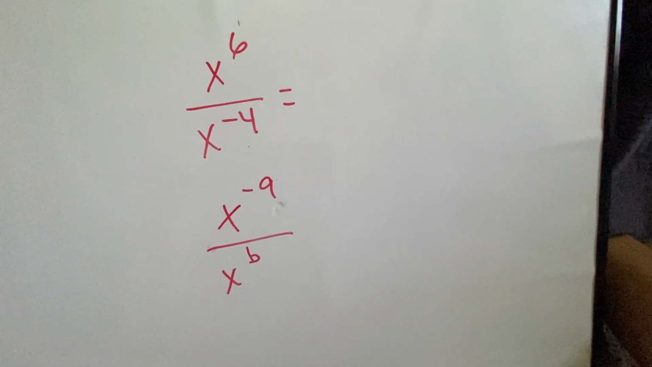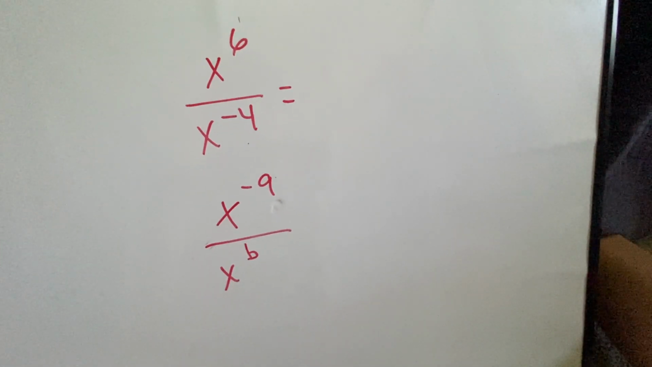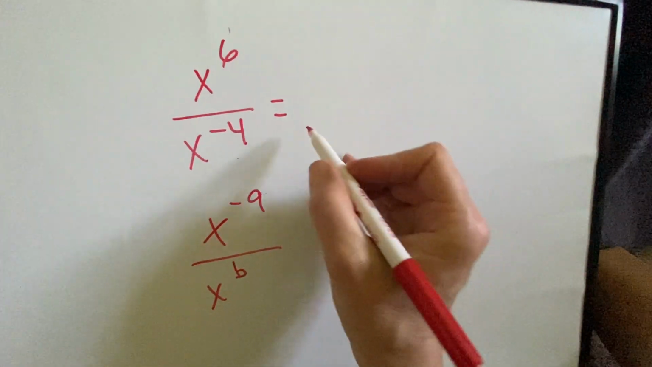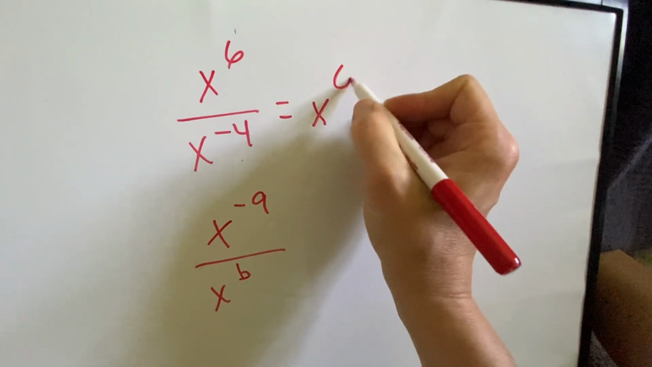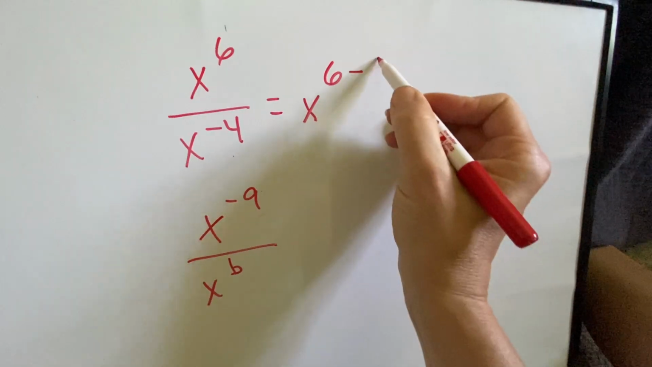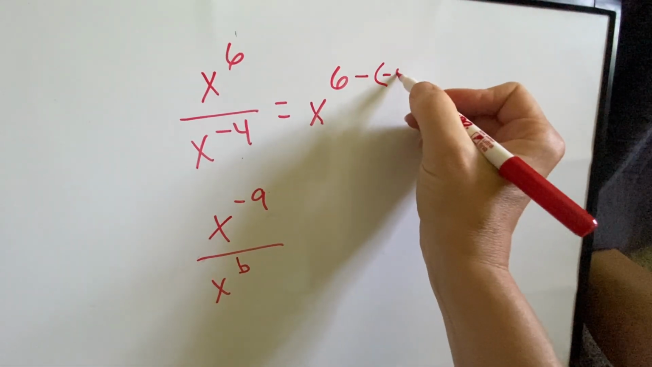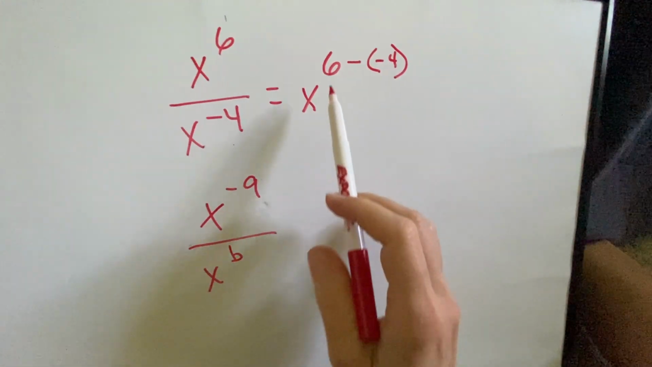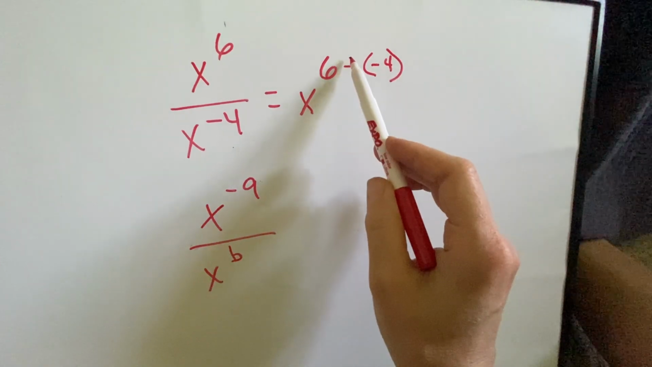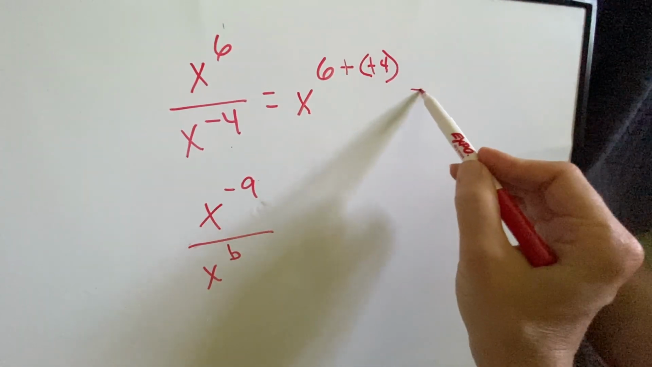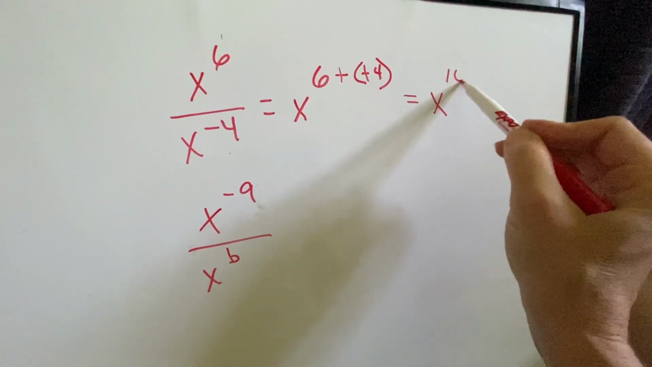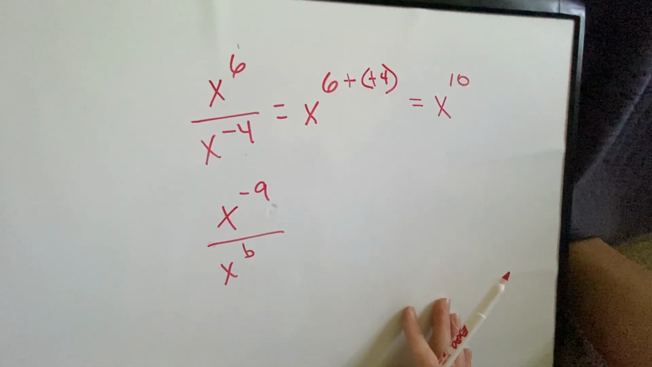Okay, a couple more examples. We have x to the 6 over x to the negative 4. So remember, we're taking this top number and we're subtracting our bottom exponent. So you have a 6 minus a negative 4. Two negatives together is a positive. This becomes x to the 10th.